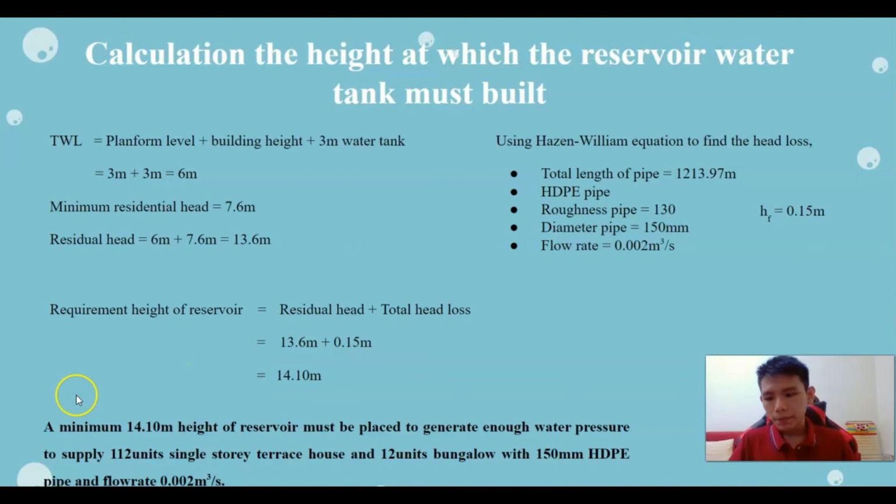So a minimum 14.10 meter height of reservoir must be placed to generate enough water pressure to supply 112 units of single-story house and 12 units of bungalow with 150 mm HDPE pipe and with flow rate 0.002 meter cube per second. That's all for me. Thank you.